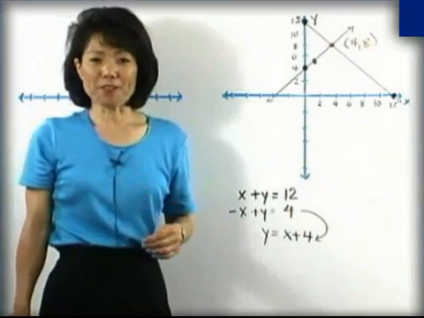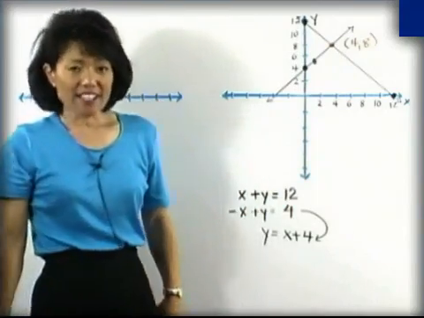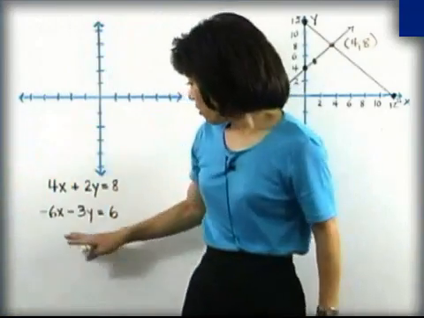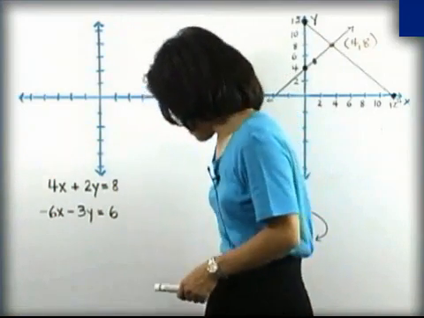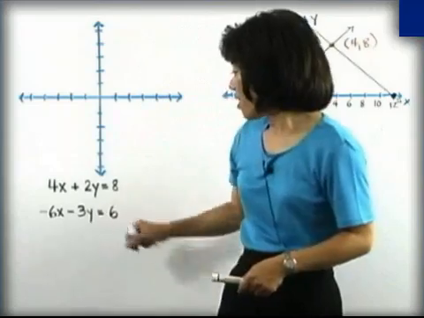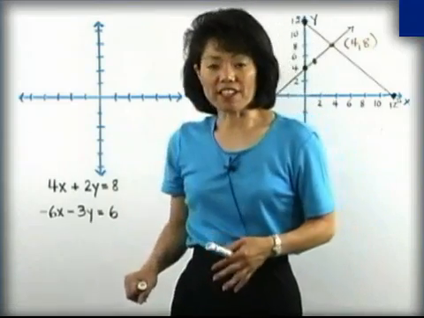Let's see if there are other possibilities in graphing these equations. Let's look at our second system here. We have 4x plus 2y equals 8, and we have negative 6x minus 3y is equal to 6.